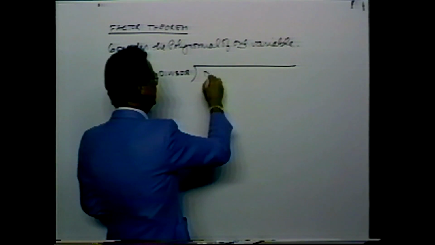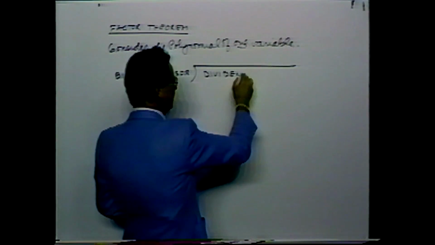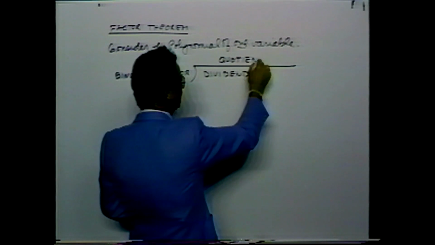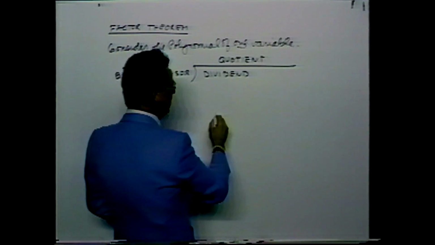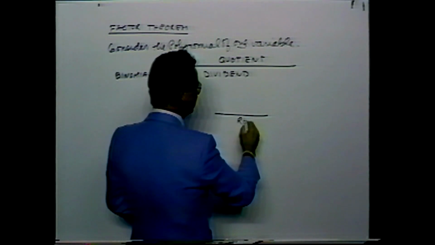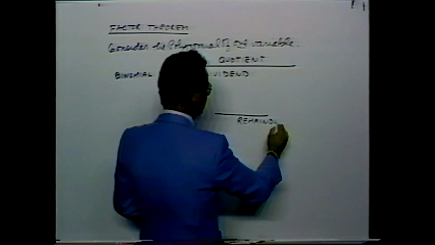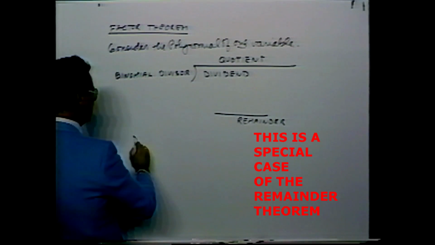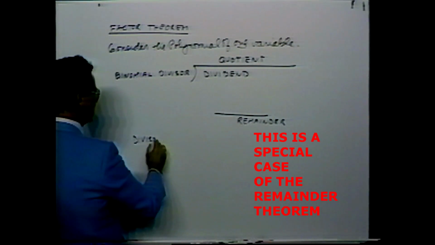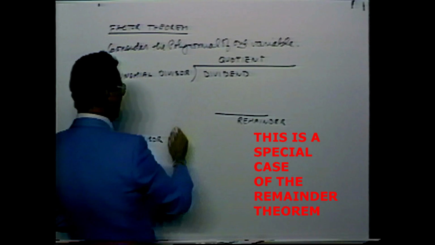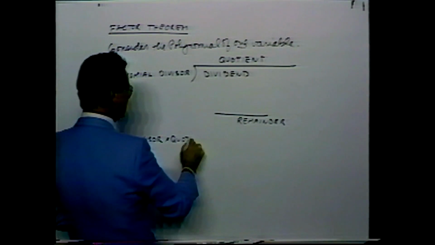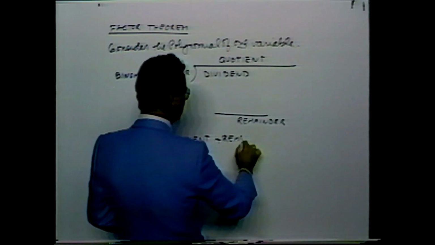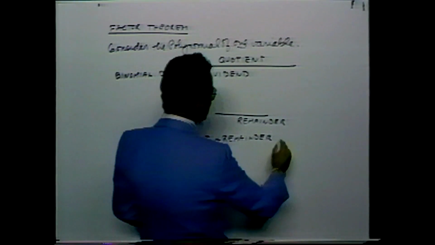into a dividend, the result is a quotient and possibly down here a remainder. Therefore, it follows that divisor multiplied by the quotient plus the remainder equals the dividend.